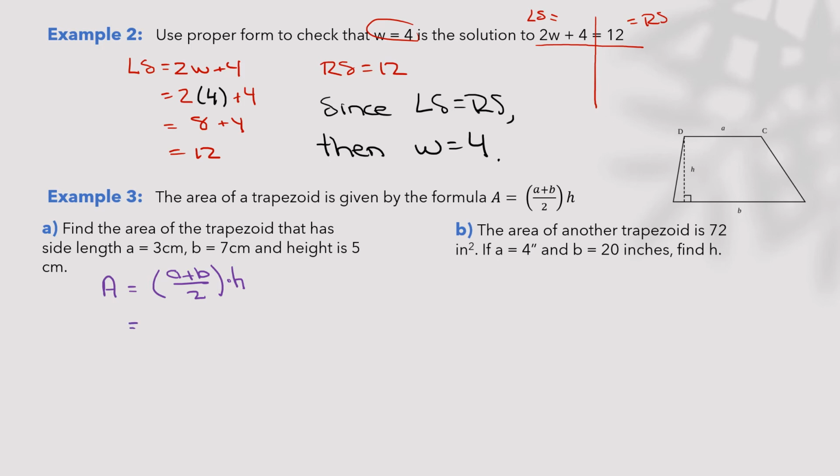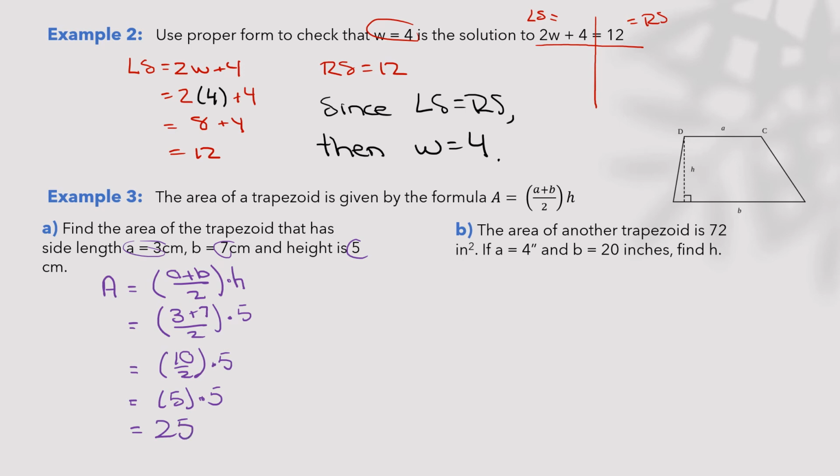Let's sub in. A is 3, so we'll put a 3 there for A, plus B is 7. 7 over 2, H is 5 times 5. Order of operations, I have to do the brackets first, and even within the brackets I have to do the numerator first. I have to do 3 plus 7 first. So that gives me 10 over 2 times 5. And that's really a 5 over a 1. 10 over 2 is 5. So I get 5 times 5. So I have an area of 25.